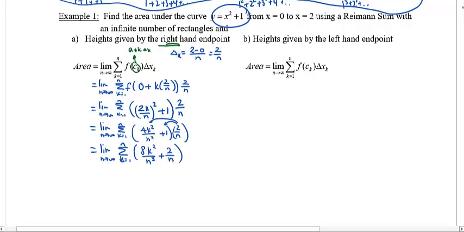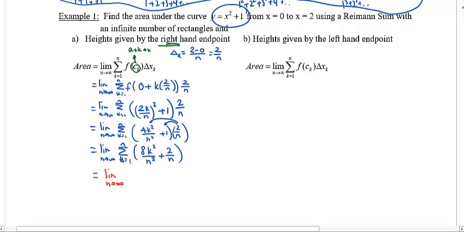Okay. And so this expression represents the actual area, because as n approaches infinity we have lots and lots and lots of rectangles. Well, this is a limit, so we can actually distribute the sum and the limit into this thing. So I'm going to distribute the sum first. Let's do it one at a time.